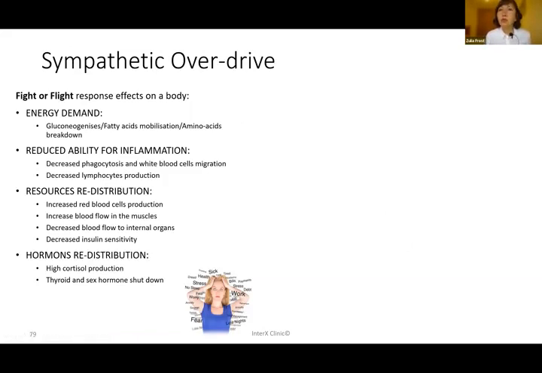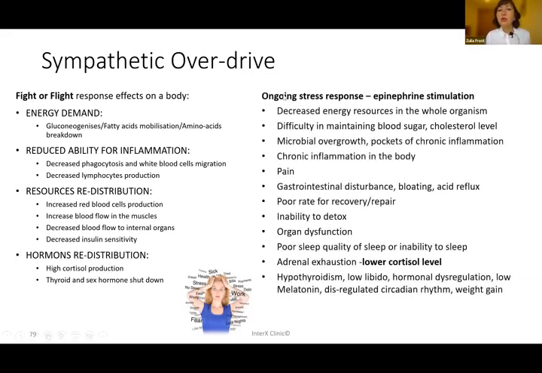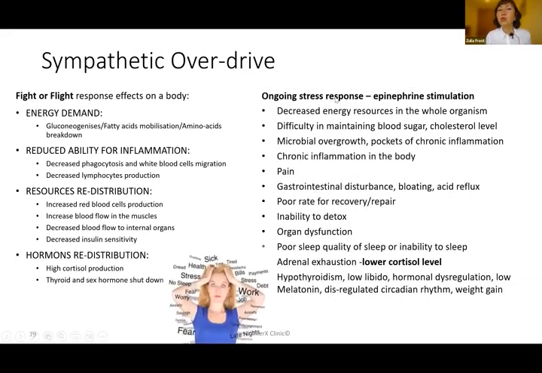But what we see in hospitals now, especially with our very complex patients, is that this process continues to run. It's an ongoing stress response. The body is stuck in this stress, and it cannot get out of it. The ongoing stress response is driven by epinephrine stimulation. Epinephrine is adrenaline, simplistically said, and its receptors are scattered all over the body, including in the gut. So what happens if all these processes I described run non-stop, literally?